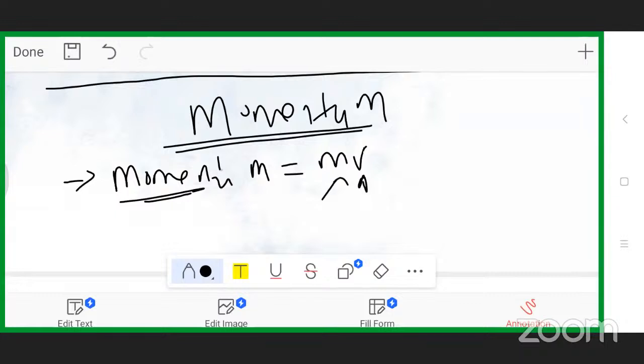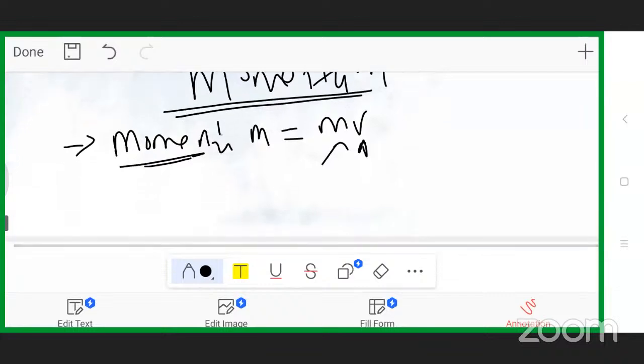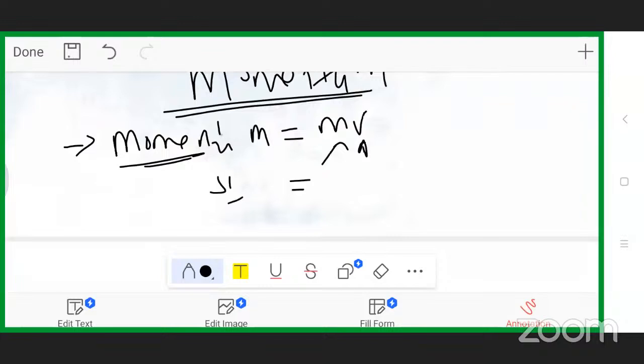And the SI unit we can find straight away: mass is in kilogram, velocity is in meter per second. So the SI unit of momentum will be kilogram meter per second, that is kg m per s.